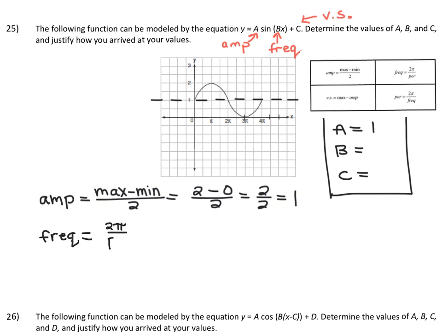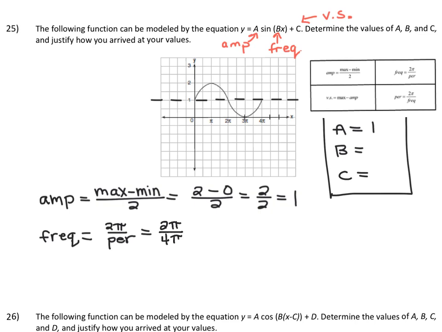Now, if we want to use this formula, we have to remember what the period means. The period is how long it takes to complete one cycle. Okay, it's the horizontal length of one complete cycle. Now, isn't this one complete sine curve? And if we look down, it takes us 4 pi units to get there. So the period is 4 pi. All right, so this is going to be 2 pi over 4 pi.